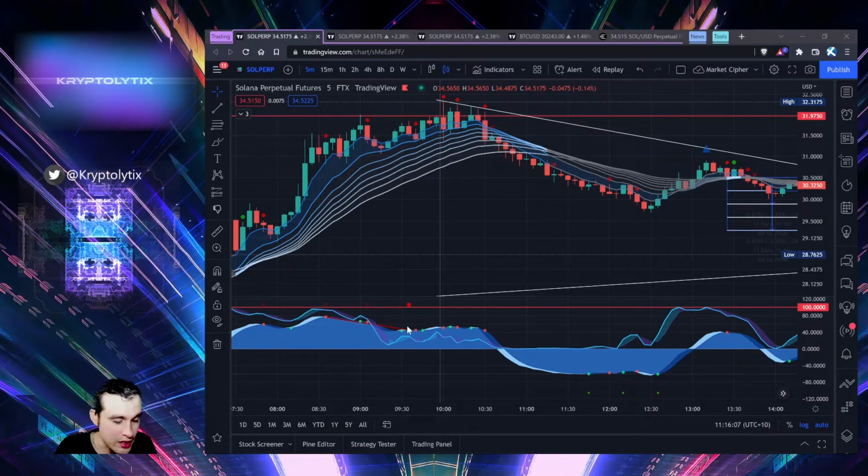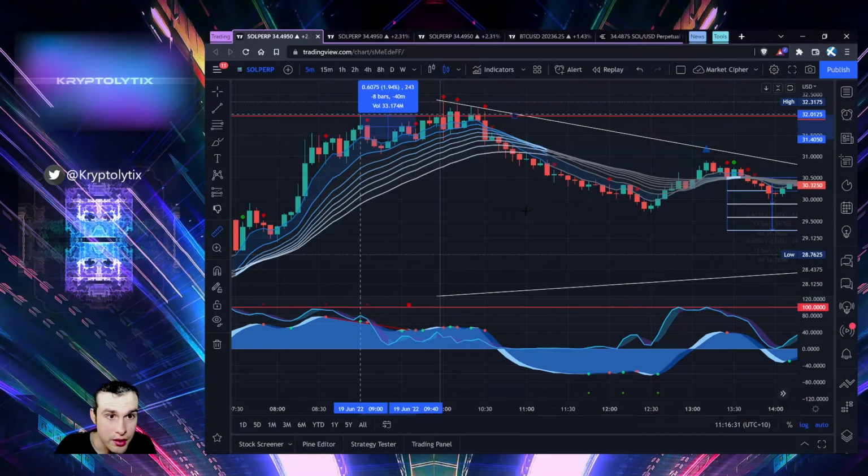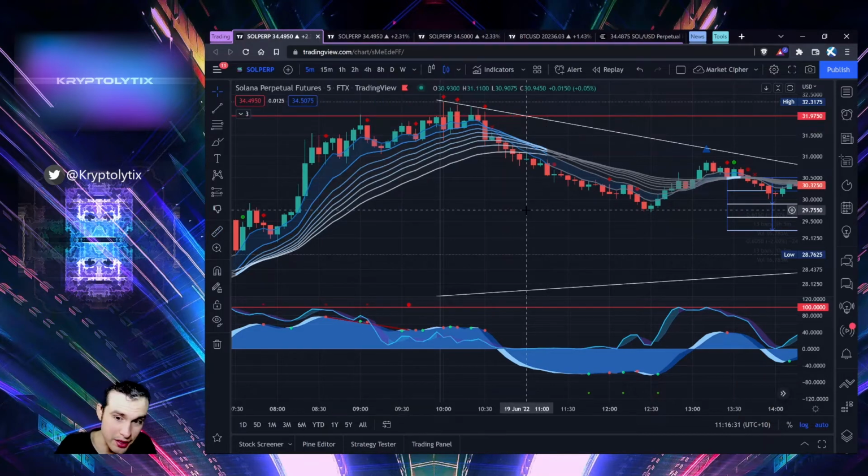But yeah, if you did mistake that for an entry, that would have been a losing trade. You would have been stopped out right there. So that would have been the entry there, and then the stop would have been there at a 2% loss, which isn't really ideal, but they do happen.